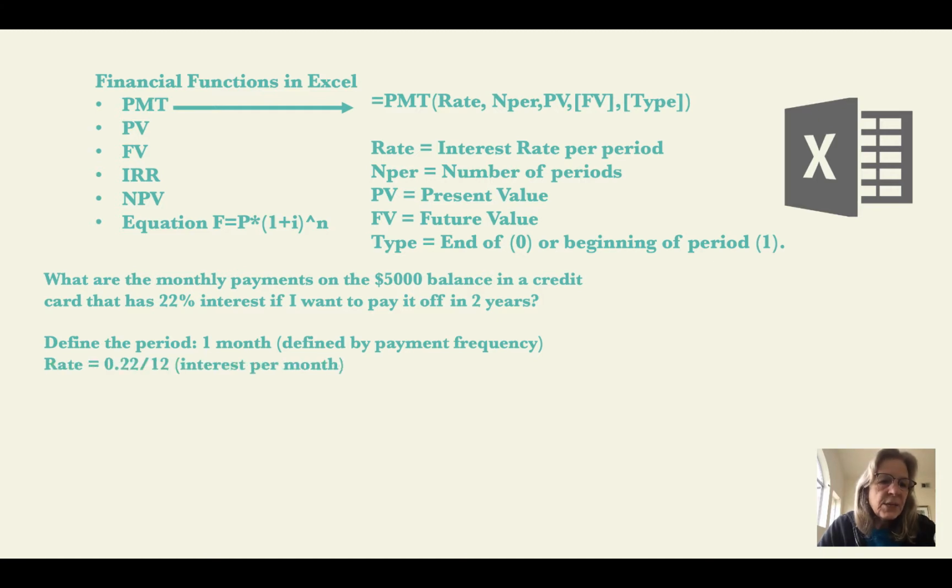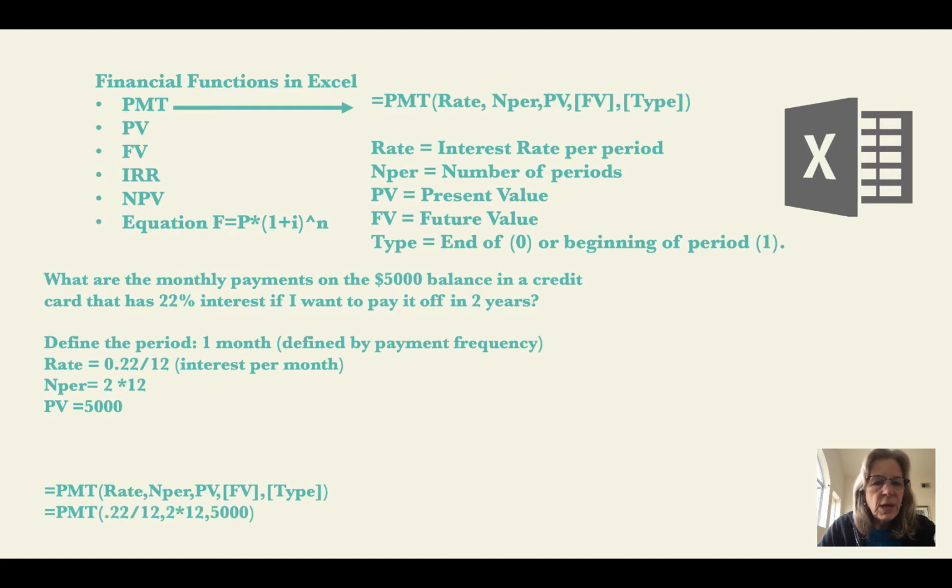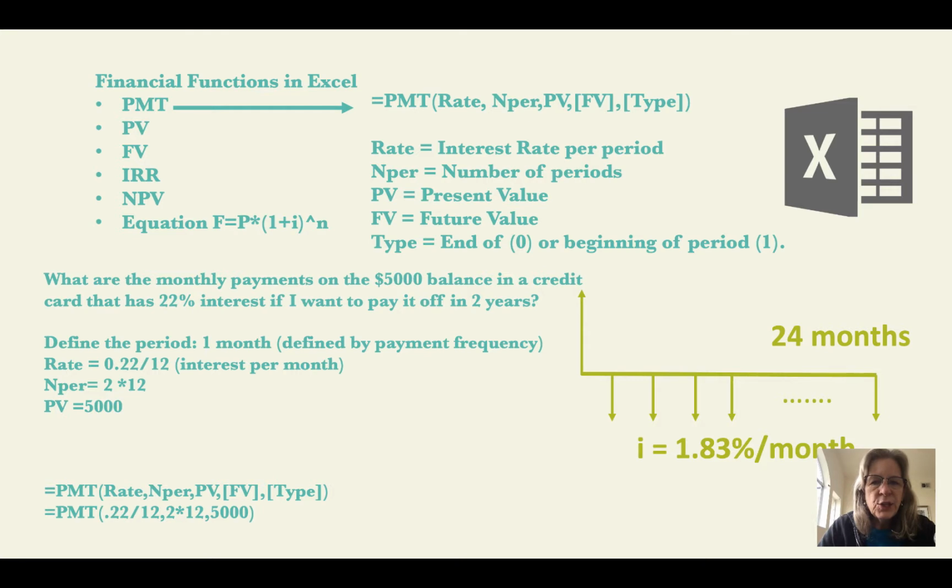So then the rate is 22% divided by 12, or the interest rate per month. The number of periods is 2 years times 12 months in a year. And then the present value is 5,000. So I just go ahead and put those values into this function. And this is what it looks like when I'm looking at it in a cash flow diagram, the particular loan payment amount. The loan is $5,000, and then I want to know what the payments are over 24 months at 1.83% per month. So I put this in Excel.